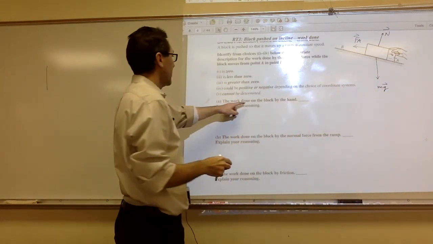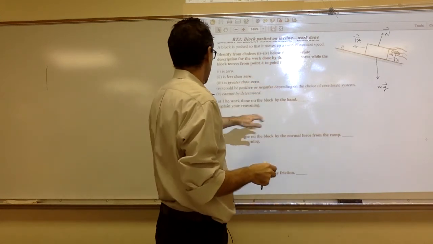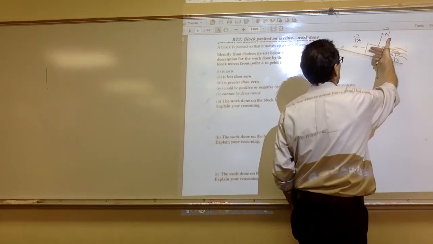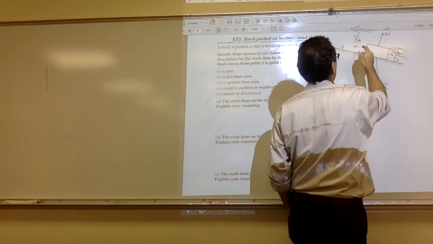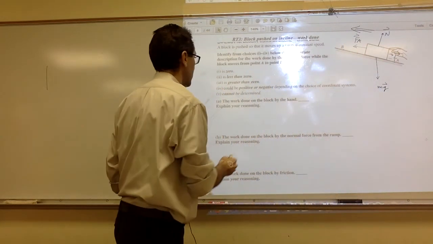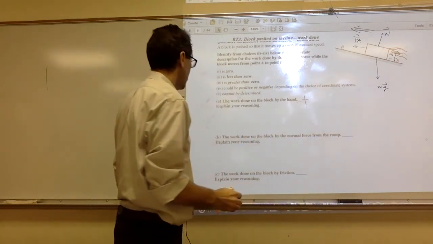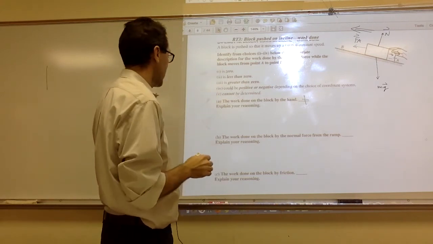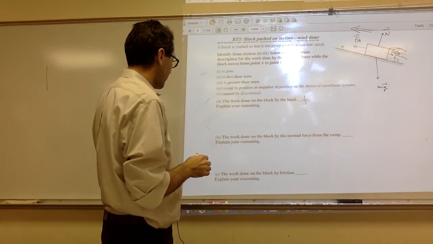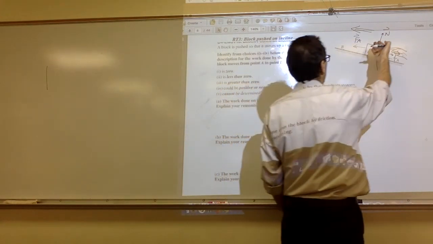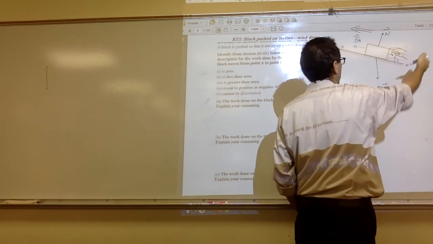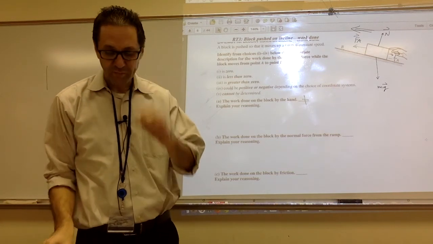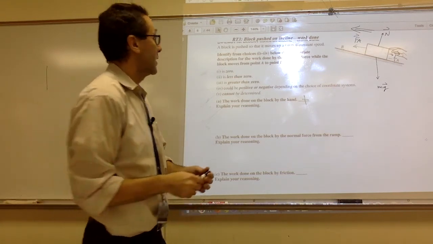The work done on the block by the hand, now that's positive work. The reason is that you're moving up the ramp and the force is up the ramp, so that's positive work. The work done on the block by the normal force, well, that's 0. That's always perpendicular to the direction of travel. The work done on the block by friction is going to be negative. You're pushing the object up the ramp, and the force of friction is down the ramp. They make a 180 degree angle between them, so cosine of 180 is a negative number.